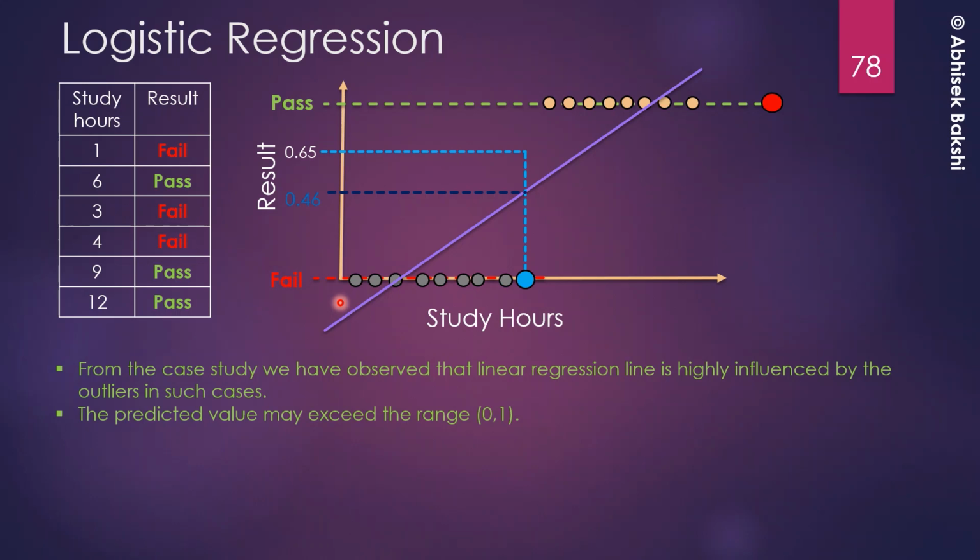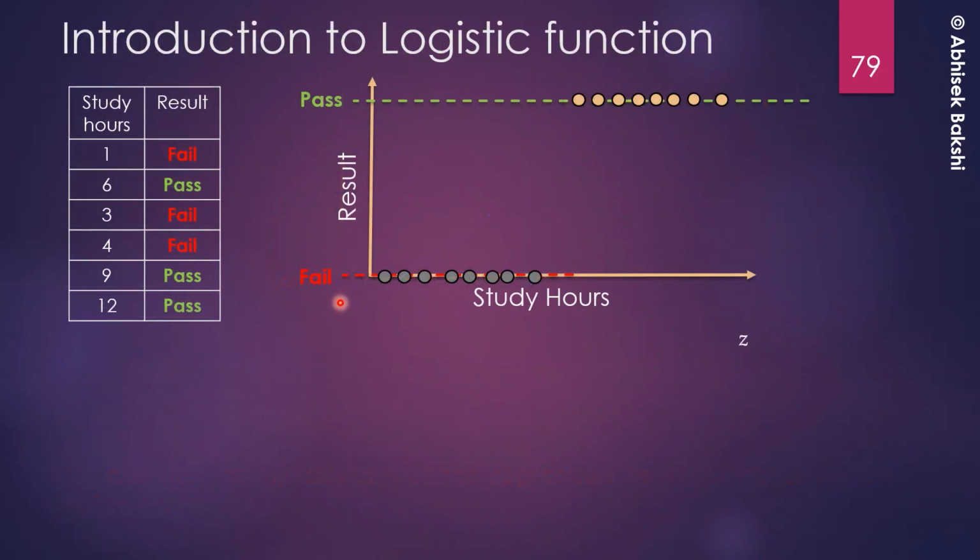So how to do this? That means we cannot directly apply linear regression in such classification problems. It's a classification problem, I think it's very clear to you, right? So what to do? Here logistic regression comes into the scenario. And what exactly is this logistic regression?